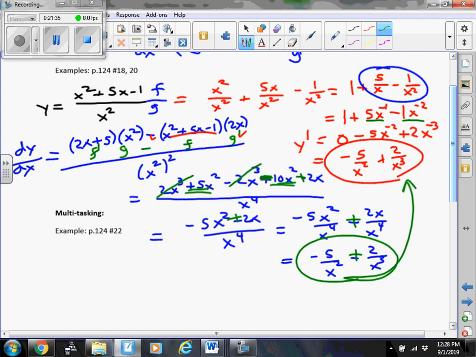So that concludes your first set where you're actually using shortcuts and you don't have to use the fine and dandy limit as h approaches 0 of f(x) plus h minus f of x all over h, which is the definition of the derivative.